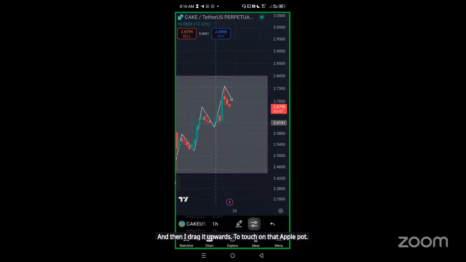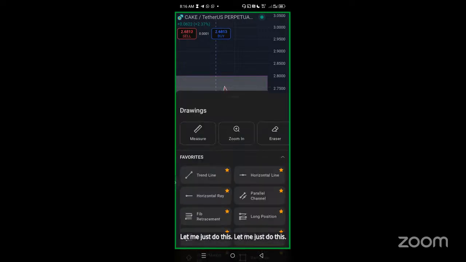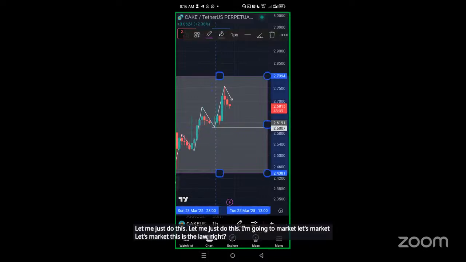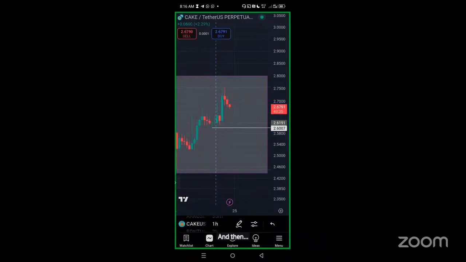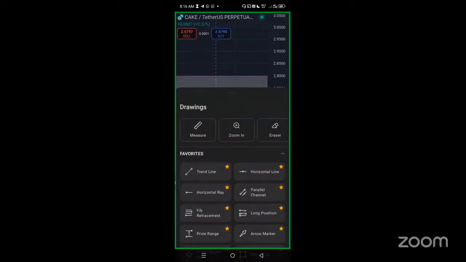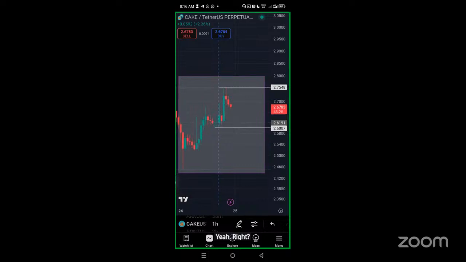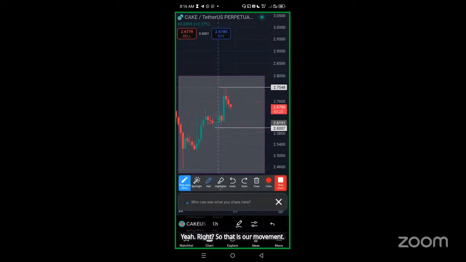Let me just do this. I'm going to mark it. Let's mark it. This is the low, right? And then that is our swing high here, right? So that is our movement from here all the way to there.